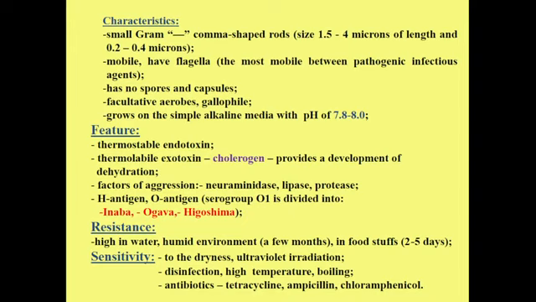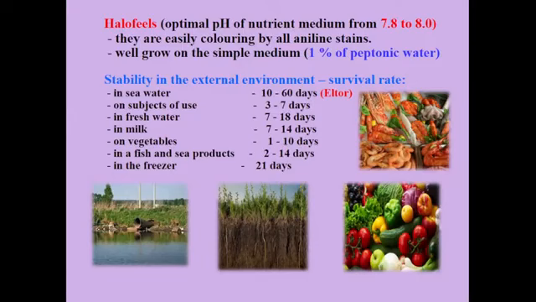Group O1 is divided into Inaba, Ogawa, and Hikojima. Resistance: high in water, humid environment a few months, in foodstuff for 2 to 5 days. Sensitivity to dryness, ultraviolet radiation, disinfectants, high temperature, boiling, antibiotics: tetracycline, ampicillin, chloramphenicol. Halophilic. Optimal pH of nutrition medium is about 8. They are easily colored by all aniline stains, well grown on simple medium, like 1% peptone water.